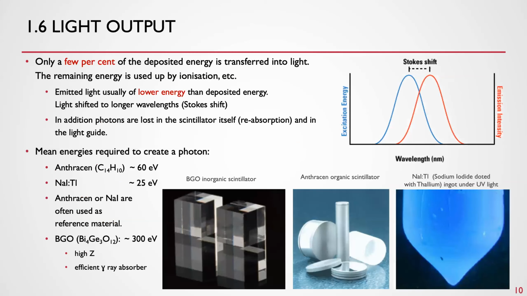Let's look at the light output. As we said, a charged particle creates an ionization signal. Only a few percent of the energy are lost, quote unquote, to the energy deposit in terms of light, so to the scintillation. Most of the signal goes into the ionization. So the emitted light is also usually of lower energy than the deposited energy. That's specifically true for plastic scintillators with plenty of internal energy levels for the electron, because the electron may lose energy without emitting photons at a wavelength that can be recorded.